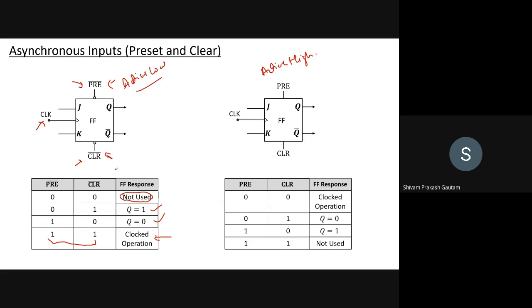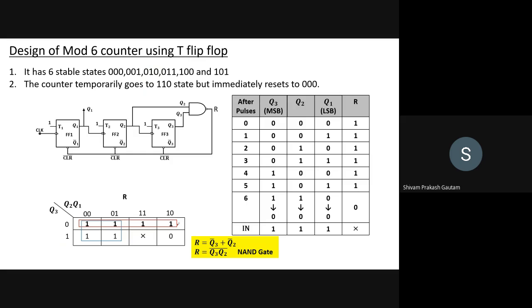Similarly, this is for active high. When both are 1, 1, it will not be used. When preset is 1, the flip-flop is set. When clear is 1, the flip-flop is reset. When both are 0, it is normal operation. This we have already seen. Okay. So, design a mod 6 counter using T flip-flop. This is our problem statement.